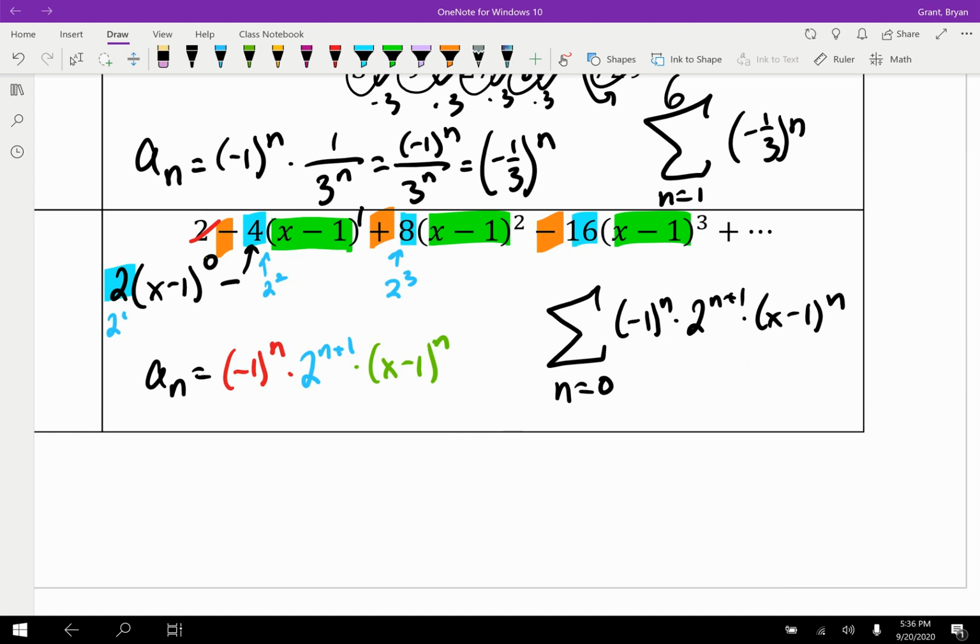Where do we stop? Well, they gave us this dot, dot, dot, these ellipses here, and I think that means it goes forever. And we know how to write something that goes forever. How about just an infinity sign? And we should be good.